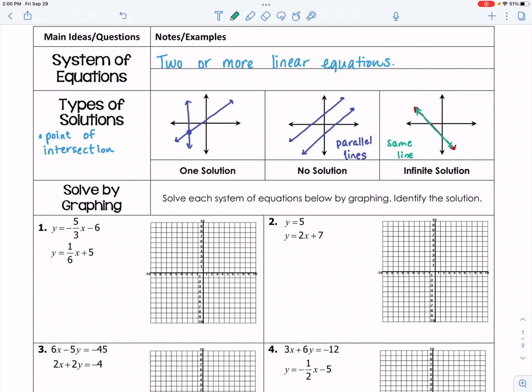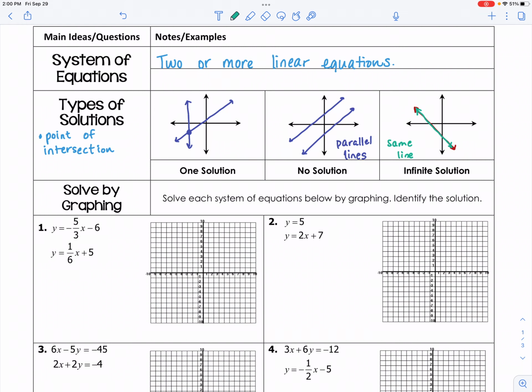Now, when we're solving our system of equations, what we're looking for is a point that makes both equations true. And we can do this three different ways: solving by graphing, solving by substitution, and elimination. Today we're just going to be looking at graphing and substitution. So when we solve by graphing, we want to solve each system of equations below.